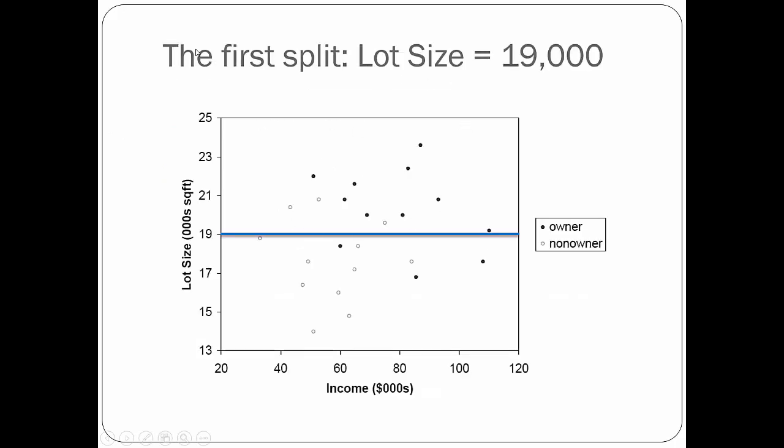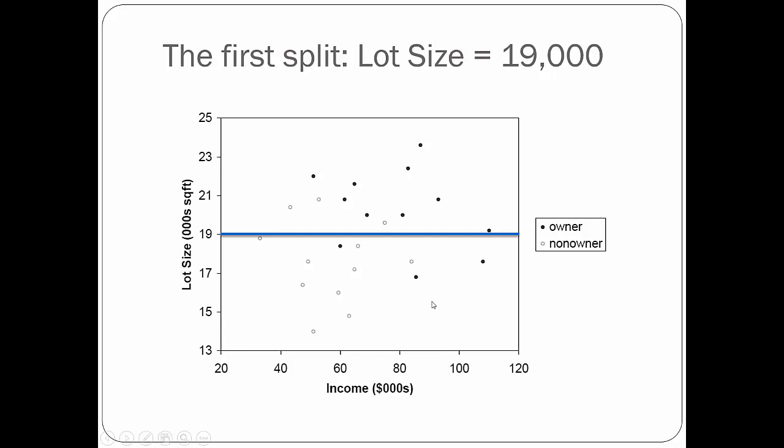Suppose the first split is lot size 19,000, so everything less than 19,000 on one side, everything greater than or equal to 19,000 on the other side. On one side you see mostly owners, but there are some non-owners, so there is some impurity here. This is not completely homogeneous. And on the other side you have mostly non-owners and 3 owners. Again, this is quite homogeneous but not perfect. There is some impurity on this side.